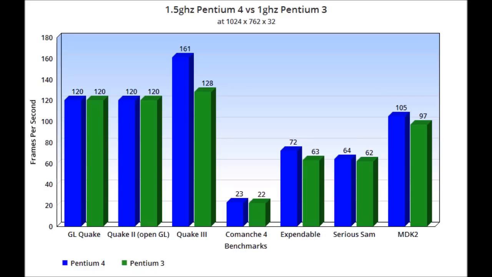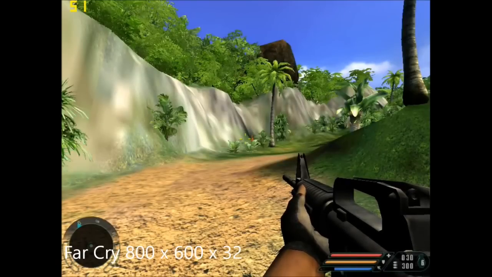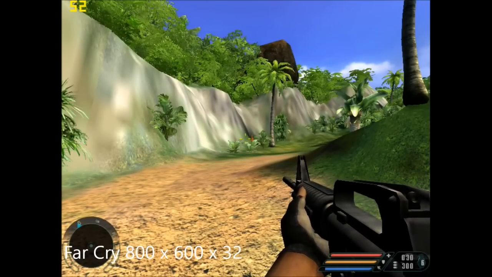So I think what we're going to do now is take a look. I'm going to play a couple of games, and we'll take a look at those running on this new optimized Pentium 4 rig. See how those games do. Okay, so the first game we're going to look at here is Far Cry.